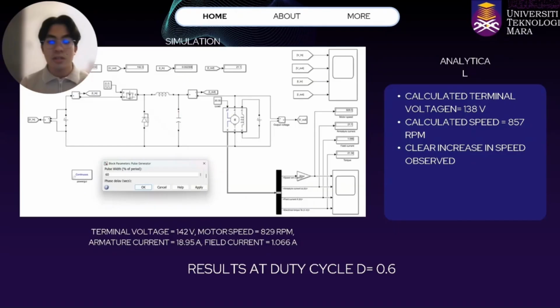As for the results at duty cycle D equals 0.6, we can see that the terminal voltage equals 142 and the motor speed is 829. And terminal voltage in the analytical we are getting around 138 volt and calculated speed of 857 RPM. And once again we can see that the trend of these results are the same. When the duty cycle increases, the terminal voltage and the RPM also increase.